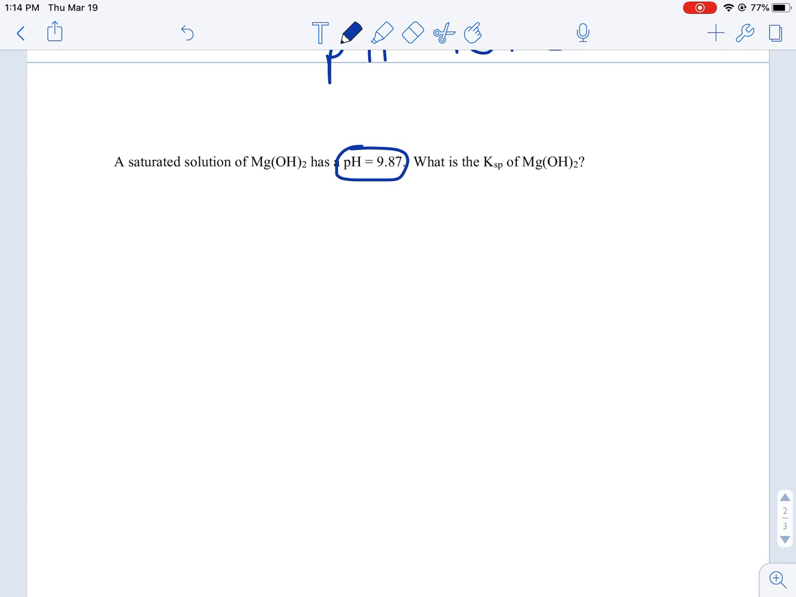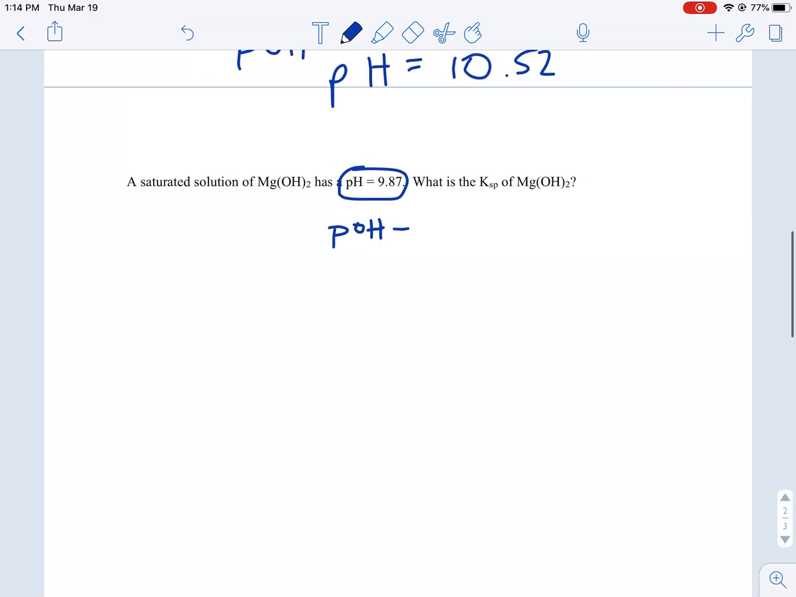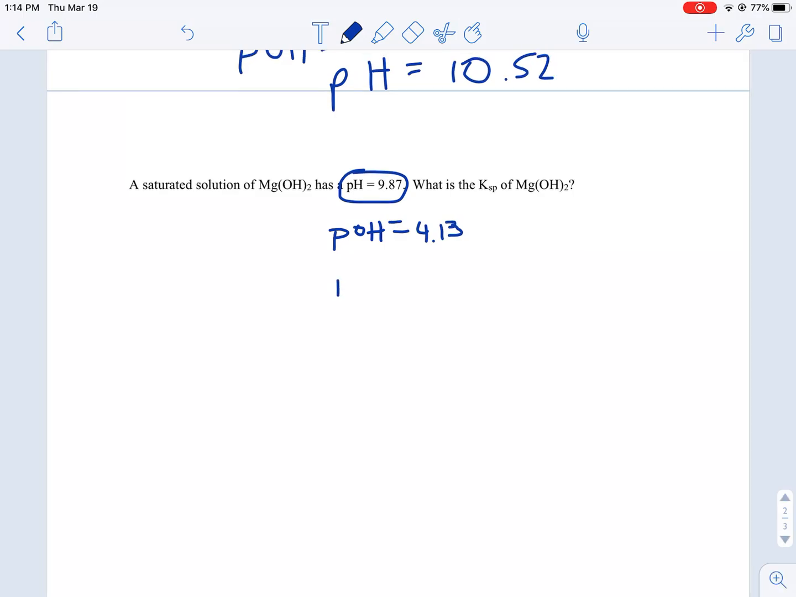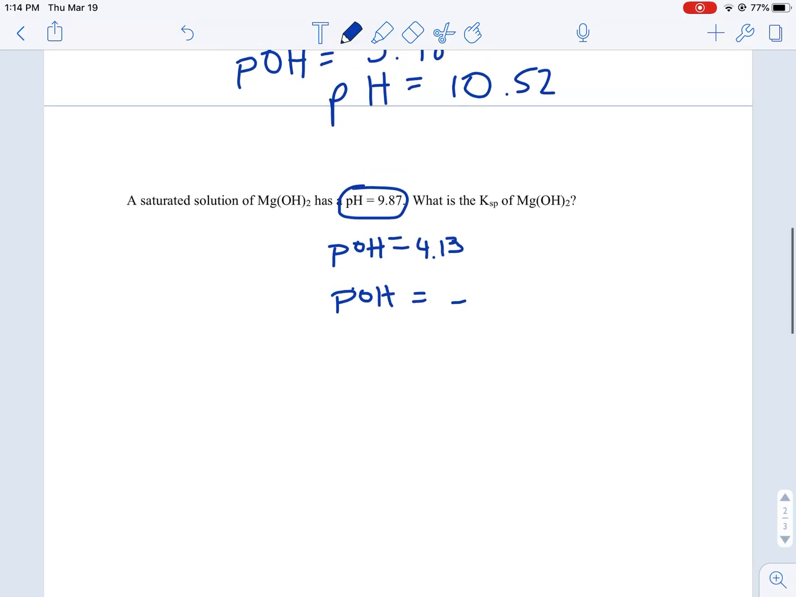So we'll subtract this pH from 14, and that'll give us a pOH value of 4.13. Once we have a pOH value, on the equation sheet we have the equation that allows us to take a hydroxide concentration and get a pOH. We have a pOH, so we're going to need to undo that log function.